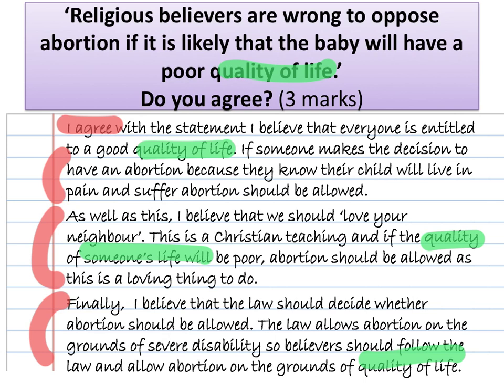Finally, you'll notice that not all of the points given relate to religious teaching. This one has a teaching of love your neighbour, but the other 2 actually have nothing to do with religious ideas. This is absolutely fine for a 3-mark question, but you must make sure in the other answers that you are giving specific religious teachings to justify your opinion.